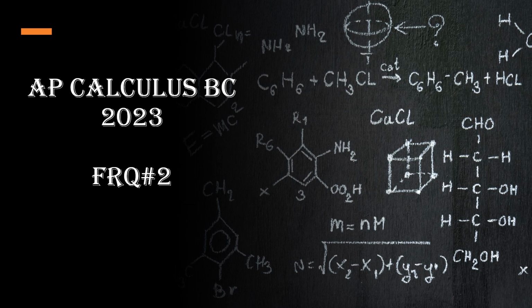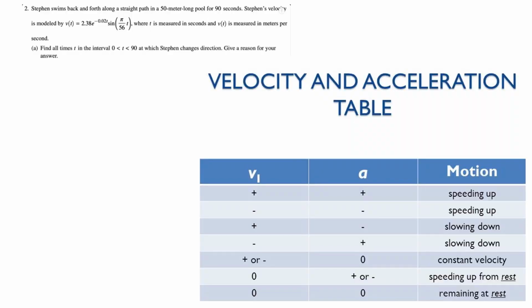Let's solve another question. It says that Stephen swims back and forth along a straight path on a 50-meter long pool for 90 seconds. Stephen's velocity is modeled by the following equation, where t is measured in seconds and the velocity is measured in meters per second. Find all the times in the interval between 0 and 90 at which Stephen changes the direction. Give the reason for each answer.